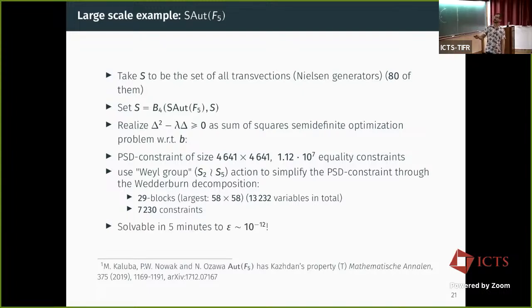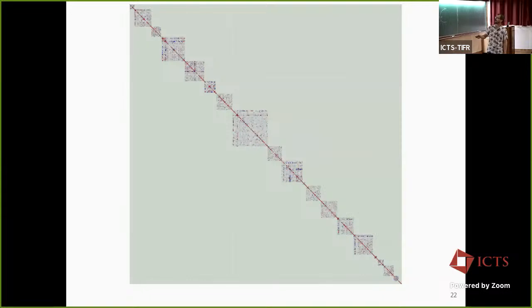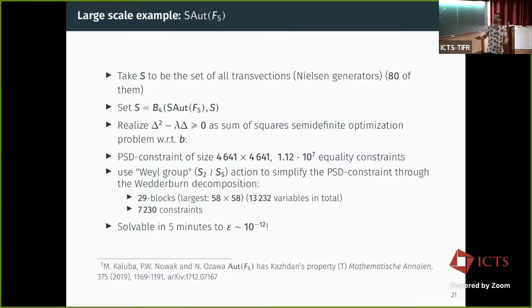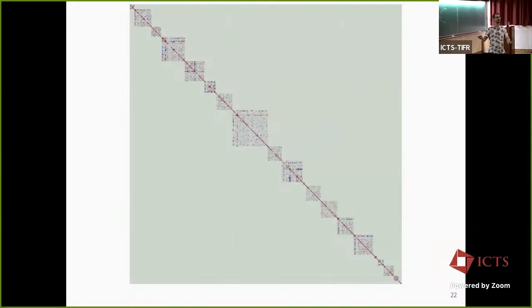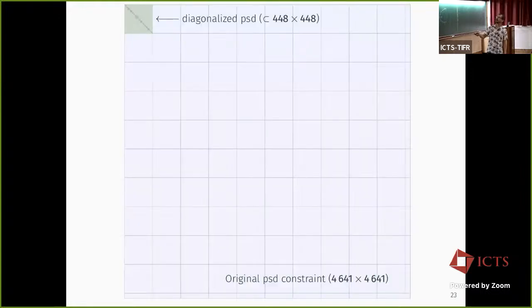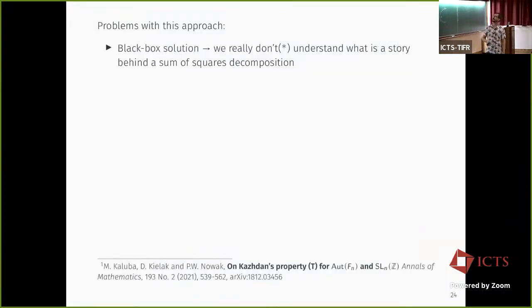Okay, and now it turns out that you can solve this problem in 5 minutes with high precision. And this is the proof with Piotr Nowak and Narutaka Ozawa that Out(F_5) has property T, right? Just to give you a sense of scale, this was the final optimization problem. We are only looking at those values along the diagonal. This is the 58 by 58 block, and the original one was of this size, right? We are looking only at this small part on the left. And maybe I can just show you one last slide.